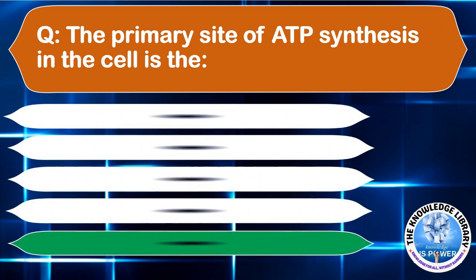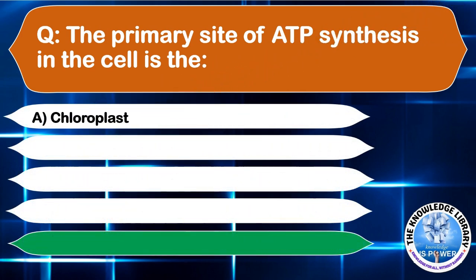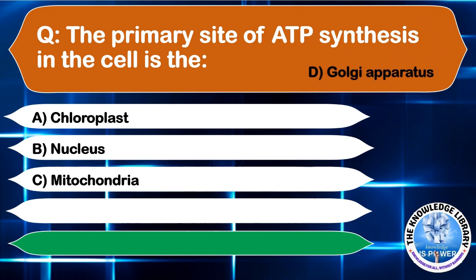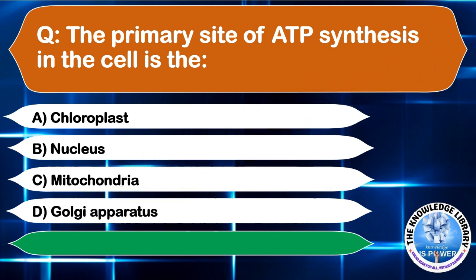The primary site of ATP synthesis in the cell is the option A, chloroplast. Option B, nucleus. Option C, mitochondria. Or option D, Golgi apparatus. The correct answer is option C, mitochondria. Moving to the next question.